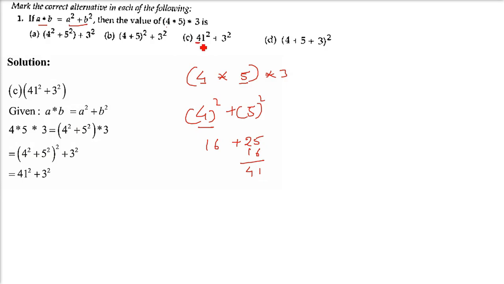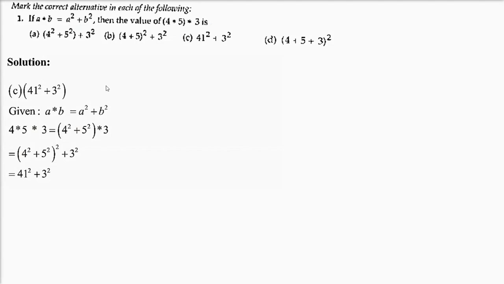Now 4 star 5 is 41, so we have to operate 41 with 3. That will again be A squared plus B squared, that is 41 squared plus 3 squared. So the answer is C. Please remember this one and the fifth question are exactly similar in my edition.